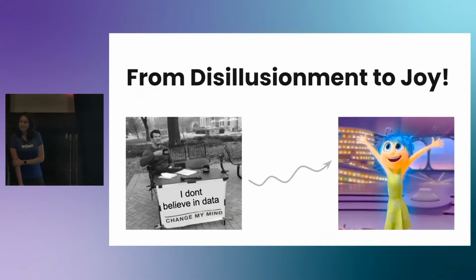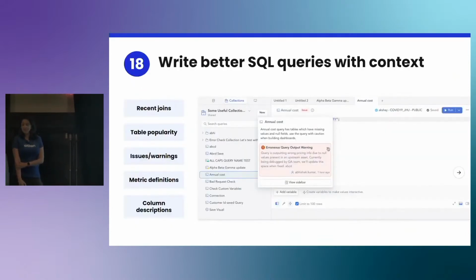And finally, from disillusionment to joy, metadata helps every one of us do our work better, right? Like knowledge, context. If you think about all our jobs, every one of our jobs in a data team can be done better if we have the right context alongside it. So some of the use cases that we see is, again, how do you take that context and make it available in the tools that people are using on a daily basis?